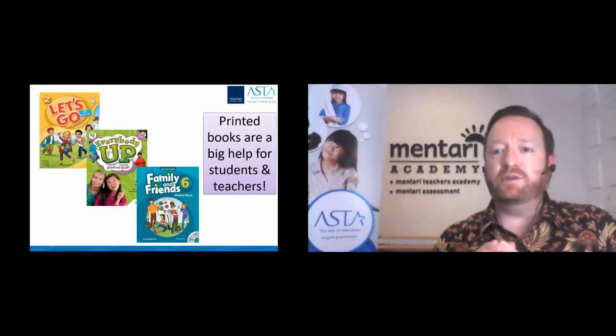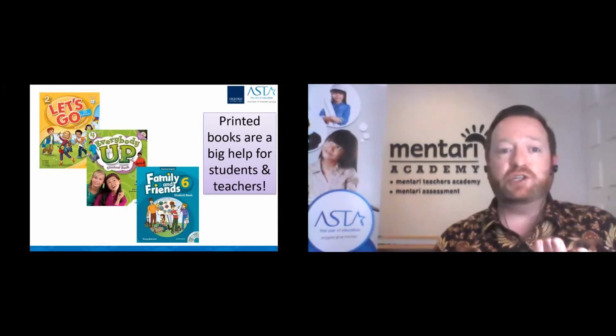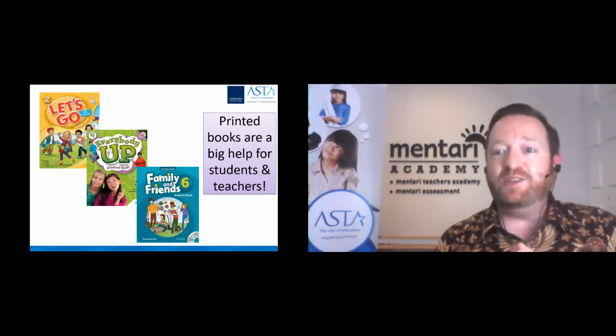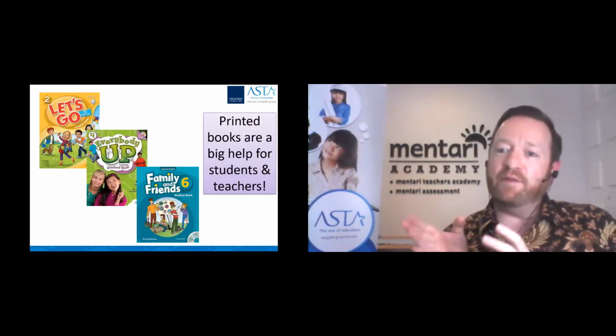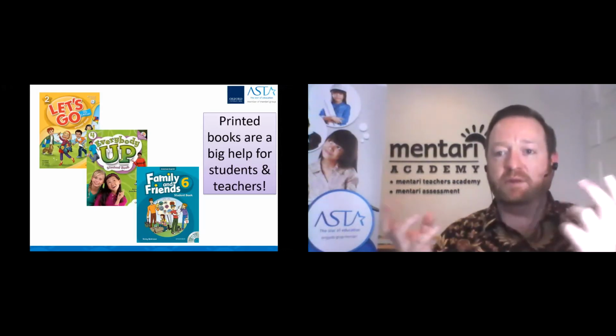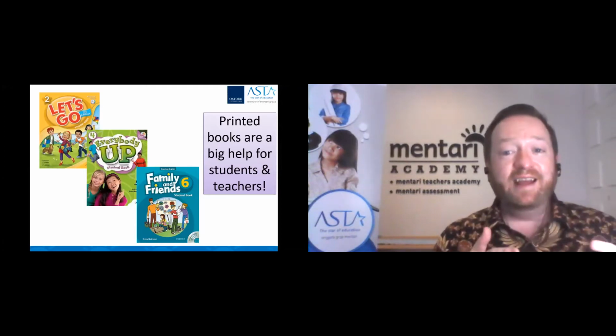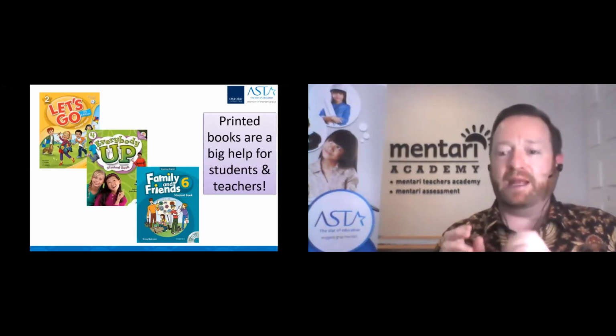So to help students remember, and that means they can review even without internet connection, or their brother or sister is using the computer, they still have a printed book that they can refer to. So it's good to have, even though we are doing lessons online, that the printed book is such a big help.